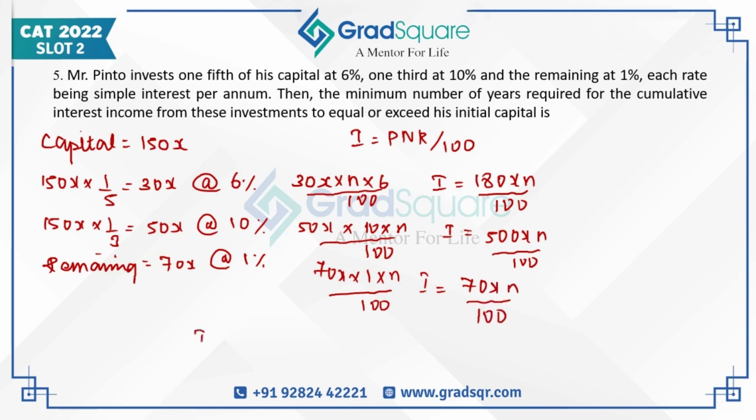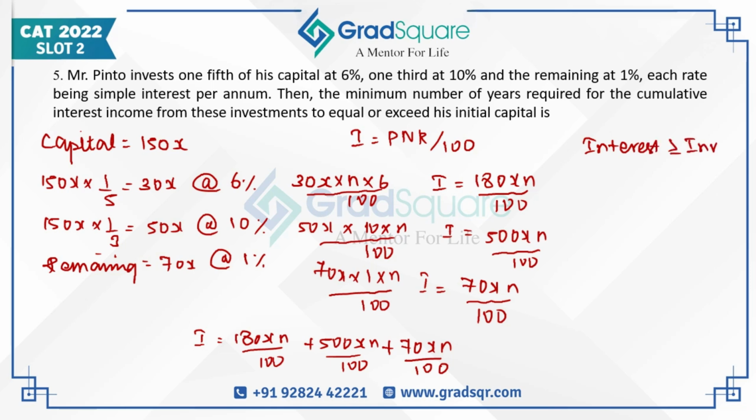So total interest will be the sum of these three interests, 180xn by 100, 500xn by 100, and 70xn by 100, all added is going to give me the total interest, and the total interest must exceed or equal the initial investment is the question. So interest will be 750xn by 100.